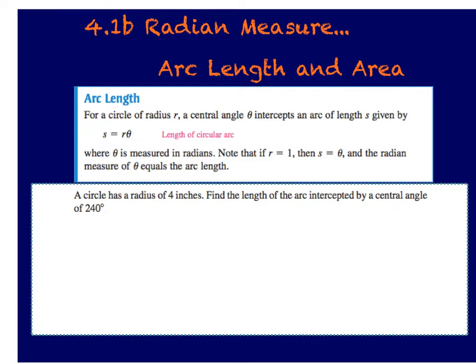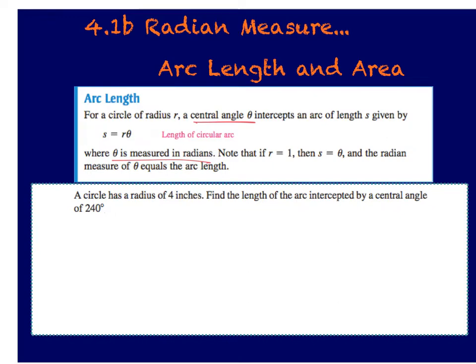For a circle of radius r, a central angle theta intercepts an arc with length s given by s equals r theta, where theta is measured in radians. Note that if r equals 1, then s equals theta, and the radian measure theta equals arc length. All right, fantastic. So this is your arc length formula.